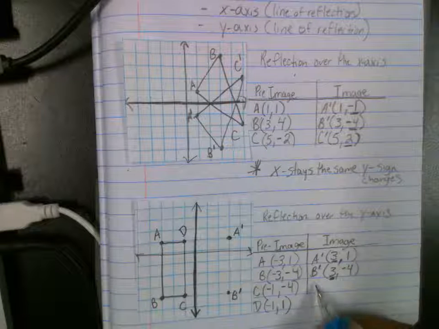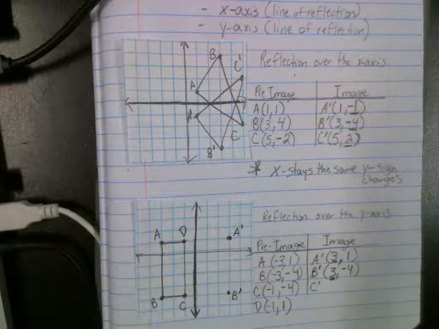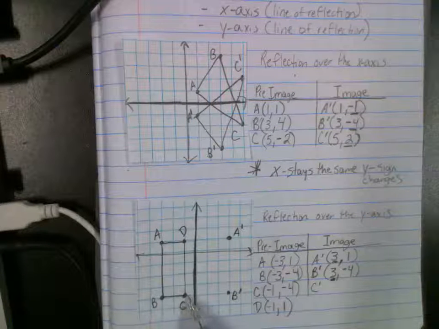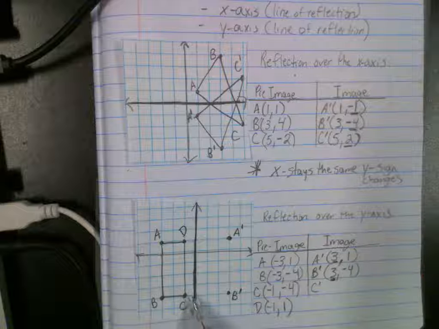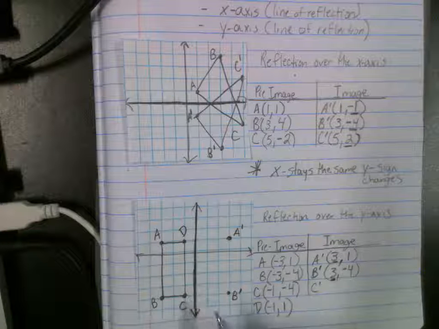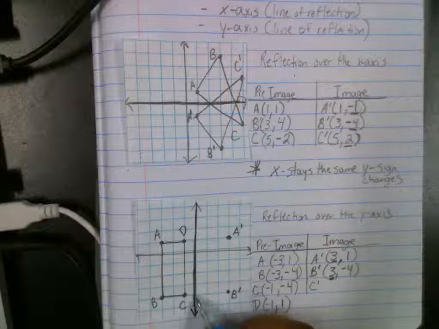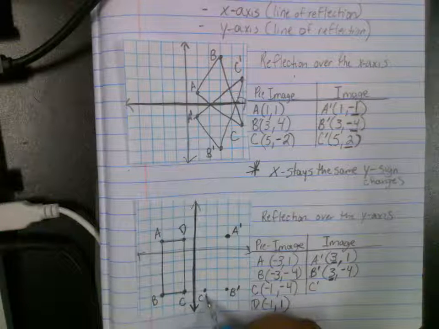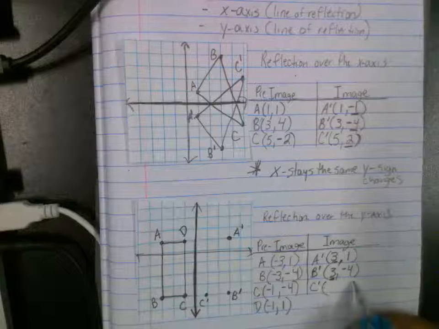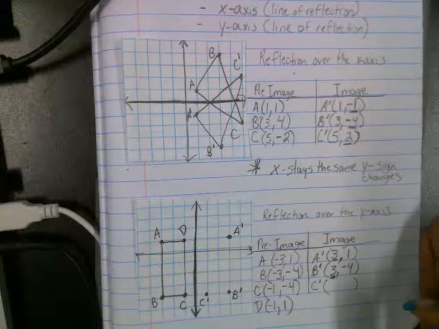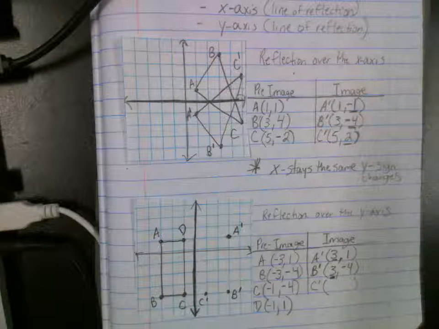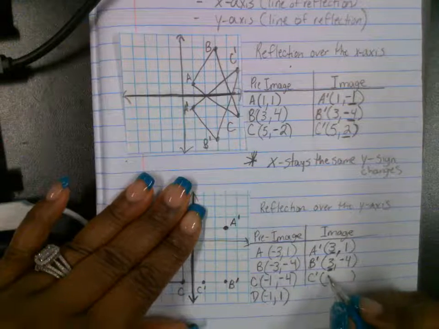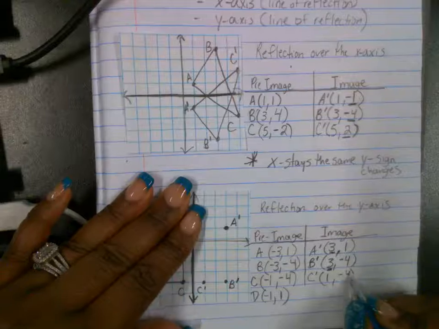Okay, let's look at C prime. Let's figure out where that is. Look at C. How far is C away from the line of reflection or the y-axis? 1. So how far is it going to be on the other side of the y? 1. This is C prime. What's the ordered pair for C prime? Positive 1, negative 4. Very good.